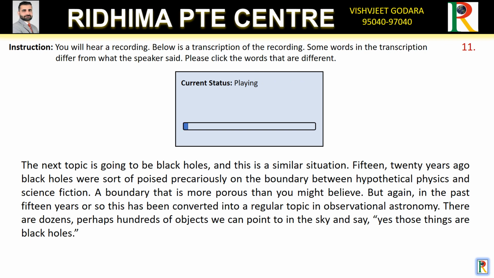The next topic is going to be black holes, and this is a similar situation. 15, 20 years ago, black holes were sort of poised precariously on the boundary between theoretical physics and science fiction, a boundary that is more porous than you might believe. But again, in the past 15 years or so, this has been converted into a standard topic in observational astronomy. There are dozens, probably hundreds of objects we can point to in the sky and say, yes, those things are black holes.